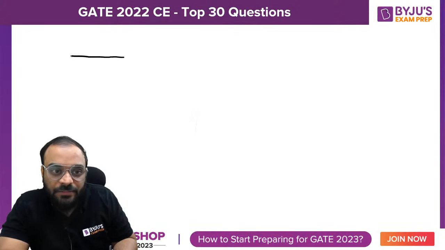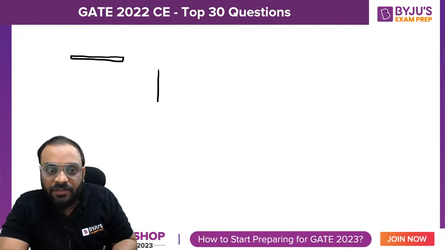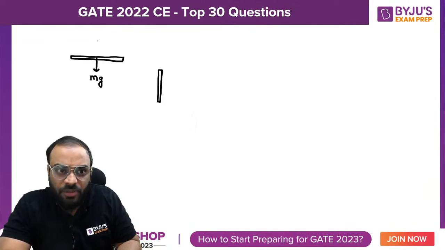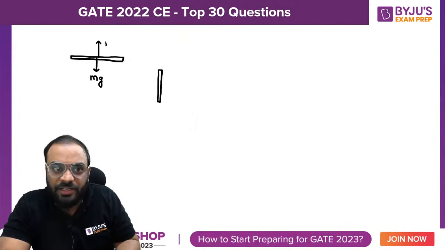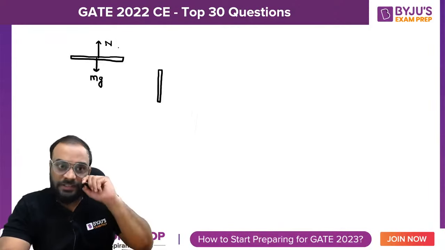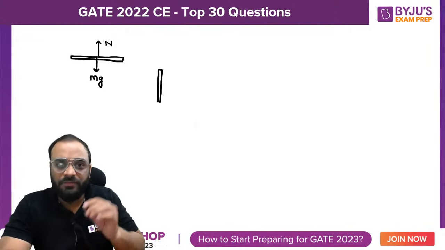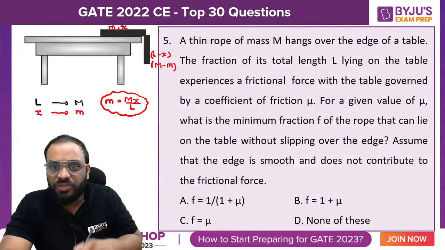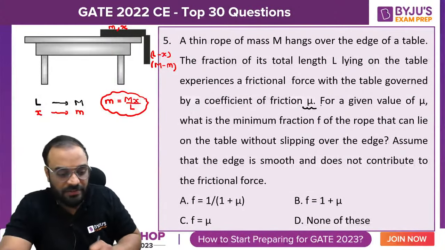Just imagine, guys, this is the portion which is placed over the table, and this is the portion which is hanged, right? So we know that the mass is small m. So can I say that mg will be there in the downward direction, and this rope has contact with the table also, so we have a normal reaction in the upward direction. There is a friction force also between the table and the rope, right? Because we have a friction coefficient, which is mu, and this is given to us.